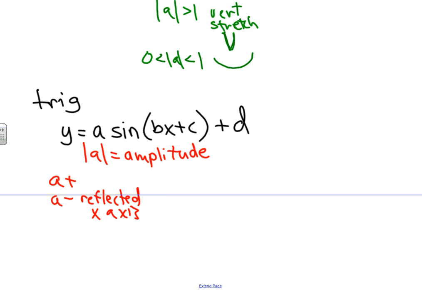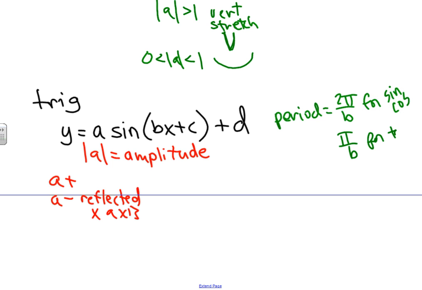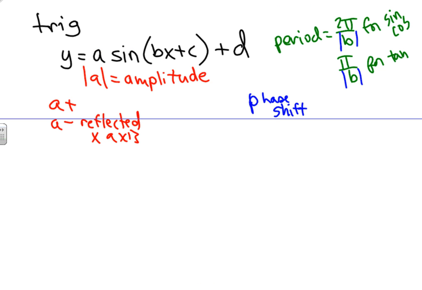If it's sine or cosine, the period is 2 pi over b, and for tangent, it's pi over b, and it's the co-functions. We'll just kind of say it that way. Phase shift. And actually, those are probably the absolute value of b, because usually b is positive, but we don't kind of consider it that way.